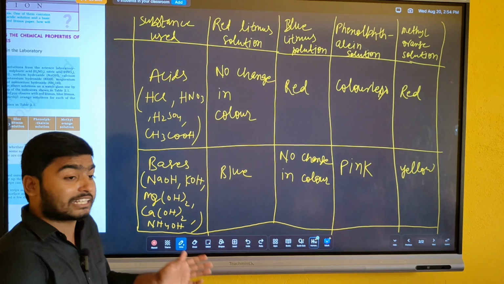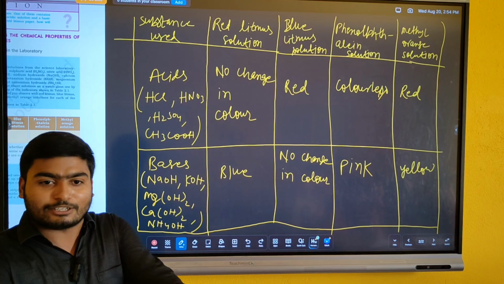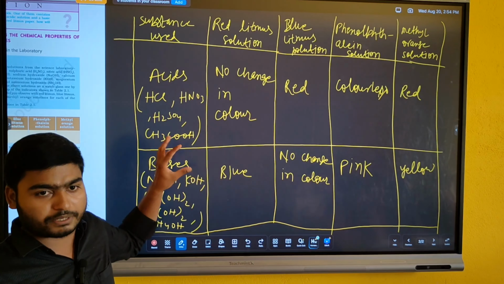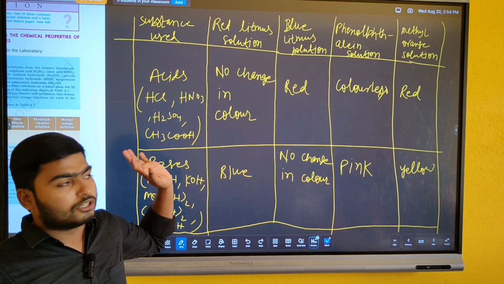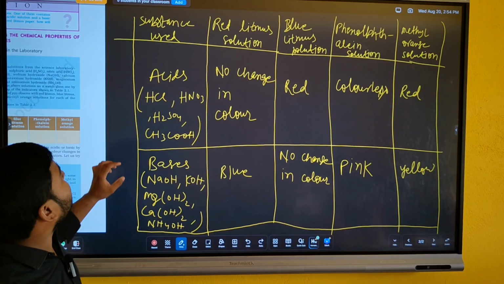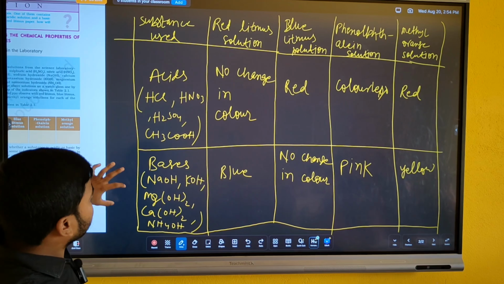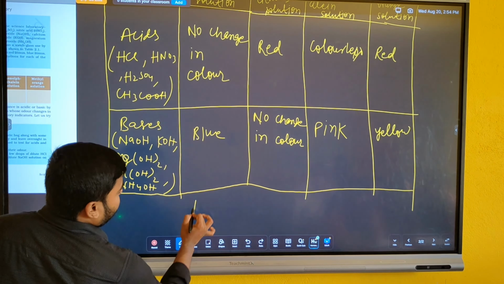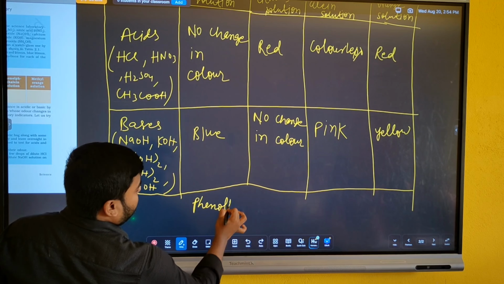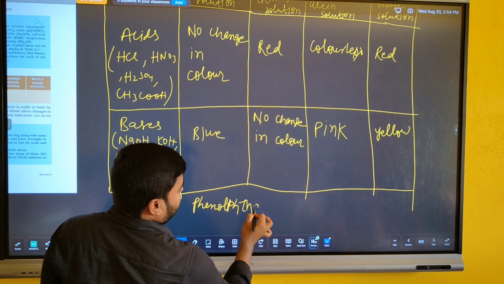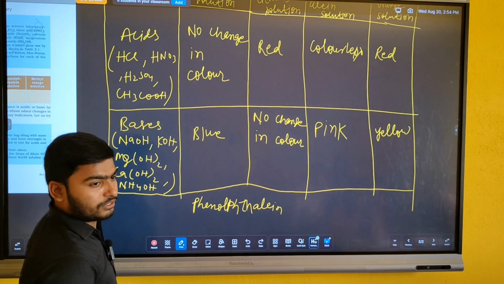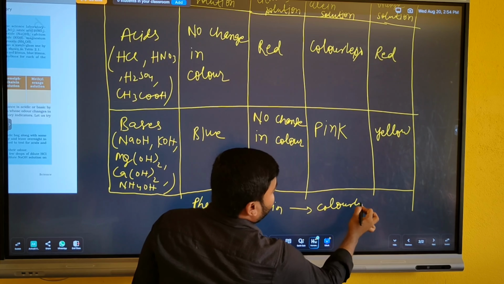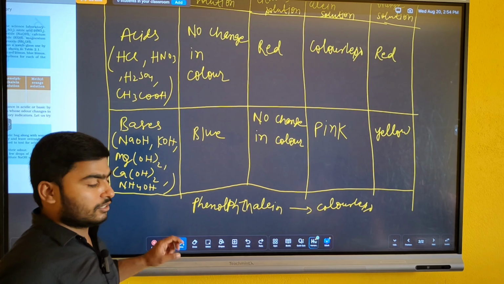NCERT is telling you to do this activity in lab, but after that you have to remember it, because they can ask questions directly from this activity. So this table you have to remember. One more thing, you can write it anywhere if you want. Phenolphthalein, which is colorless, right? So if you remember, it's good, but if you don't remember, you can write it here.